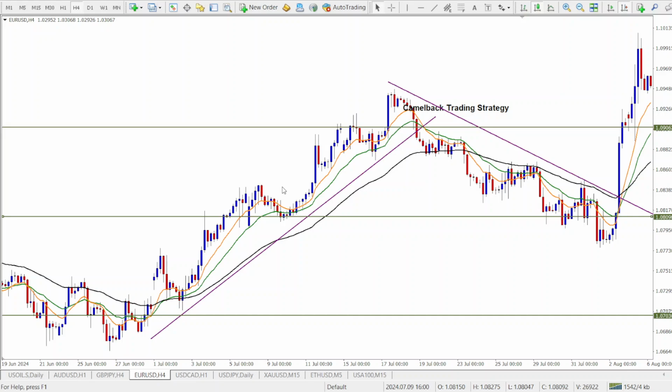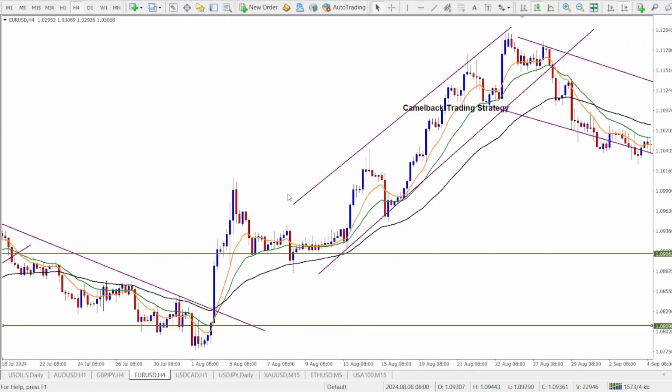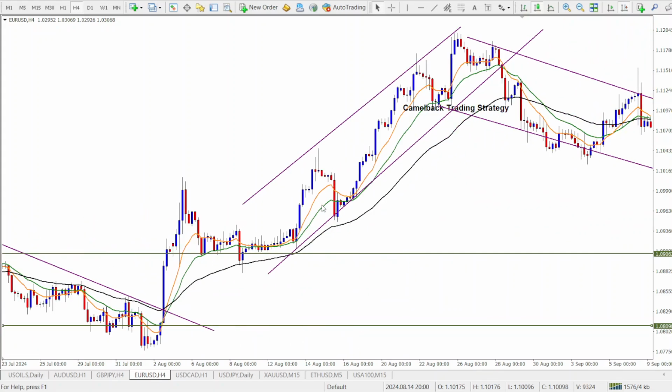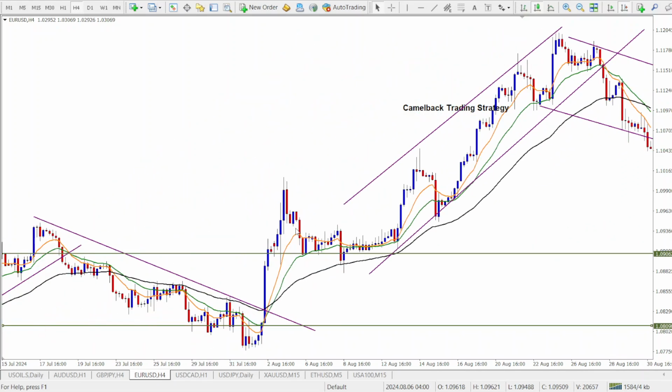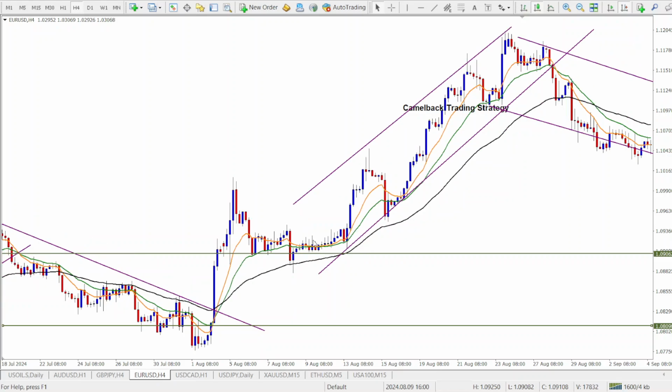So that is the reason why the 10 and the 20 are like the most common moving averages that you should actually consider using if you are using the Camelback trading strategy. But if you want a stronger trend, for example, situations whereby the trend is likely to last for a longer period of time, or maybe you want to swing your trades, then you can decide to use the 50 period moving average as well.